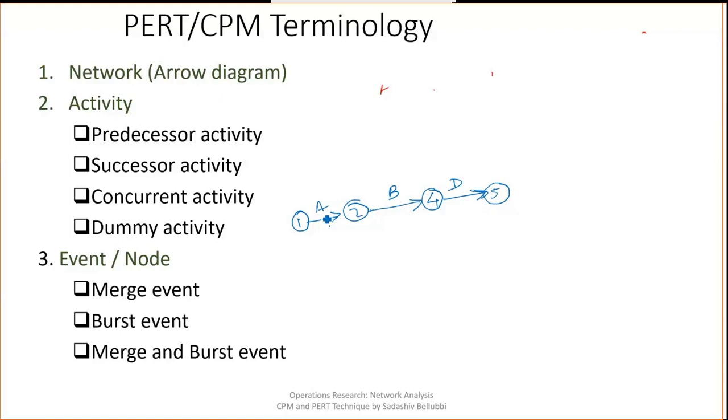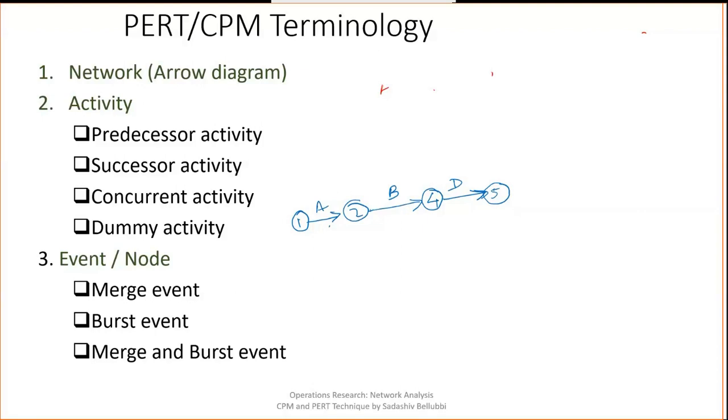So already we have solved one draw-the-network problem. The activity means these A, B, D are the activities. There are different types of activities: one is a predecessor activity, another is a successor activity, third is a concurrent activity, and the fourth is a dummy activity. There are totally four types of activities. We are supposed to know about all the different types, because while solving the problem they will tell whether it's a predecessor activity or a successor activity.